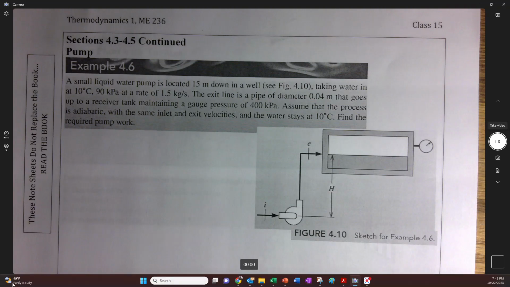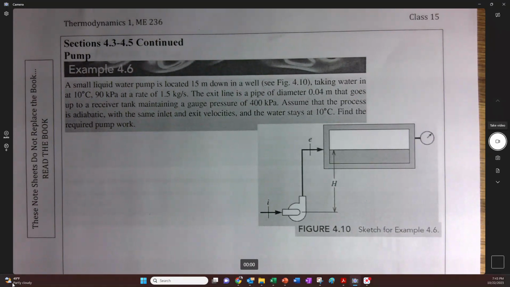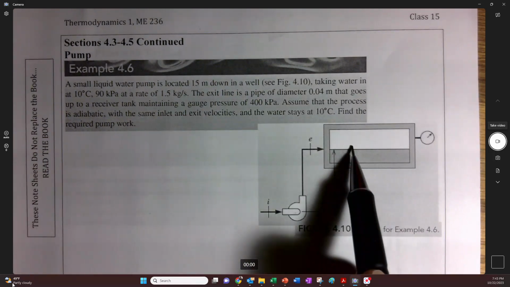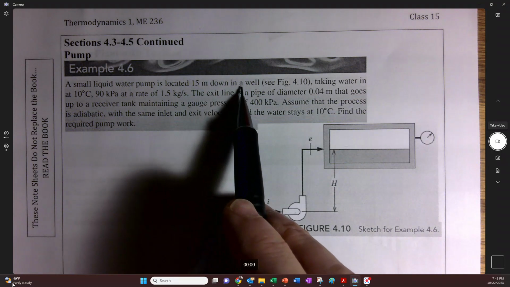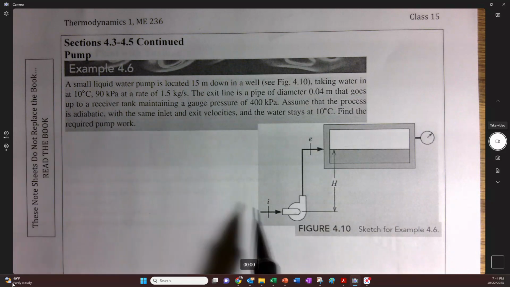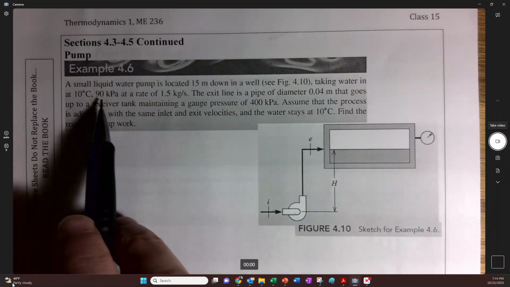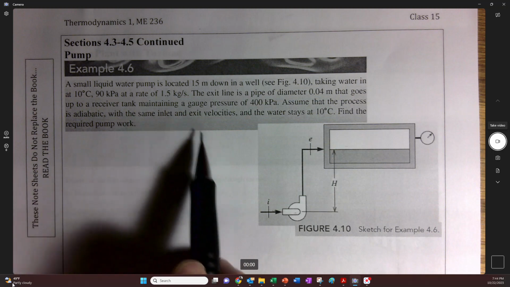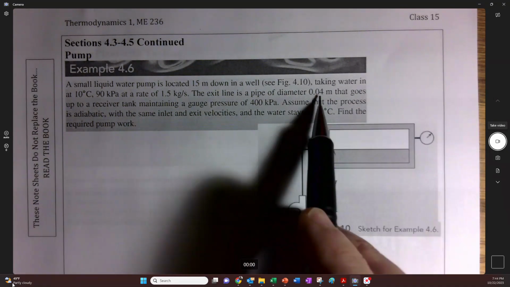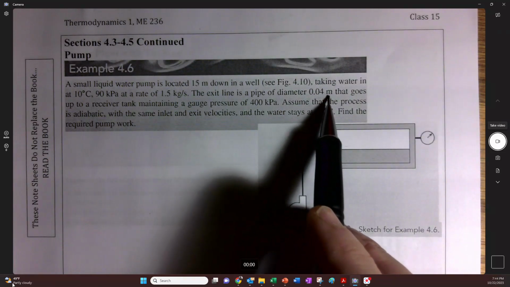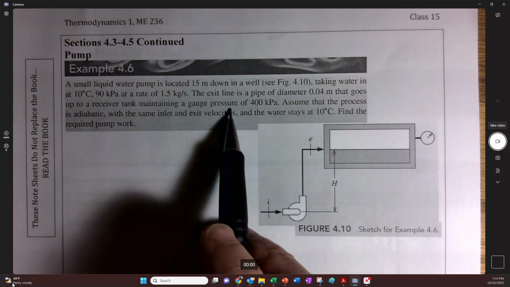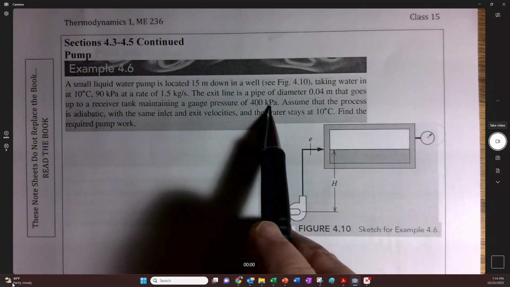All right, let's go to there. Read the problem. A small liquid pump, this one right here, is located 15 meters below the surface in a well. Taking water in at 10 degrees Celsius and 90 kilopascals at a rate of 1.5 kilograms per second. The exit line is a pipe with a diameter of 0.04 meters, or 40 millimeters, that goes up to a receiver tank, this one, maintaining a gauge pressure of 400 kilopascals.